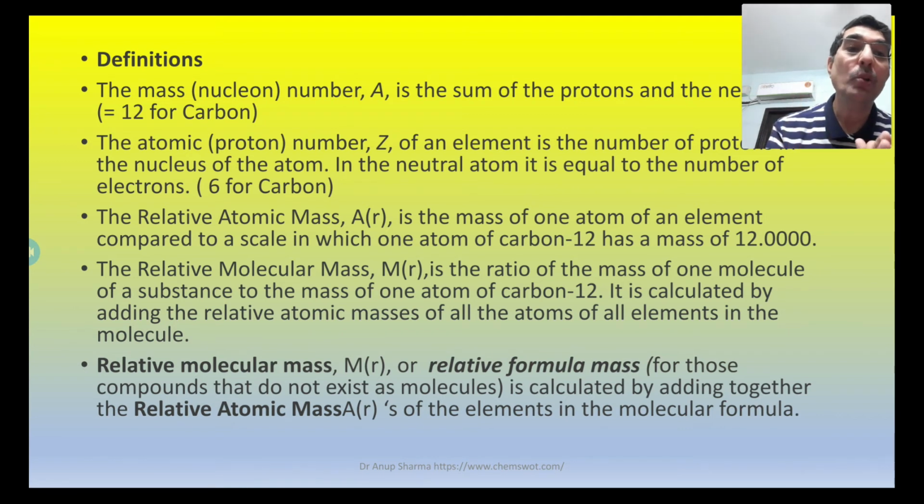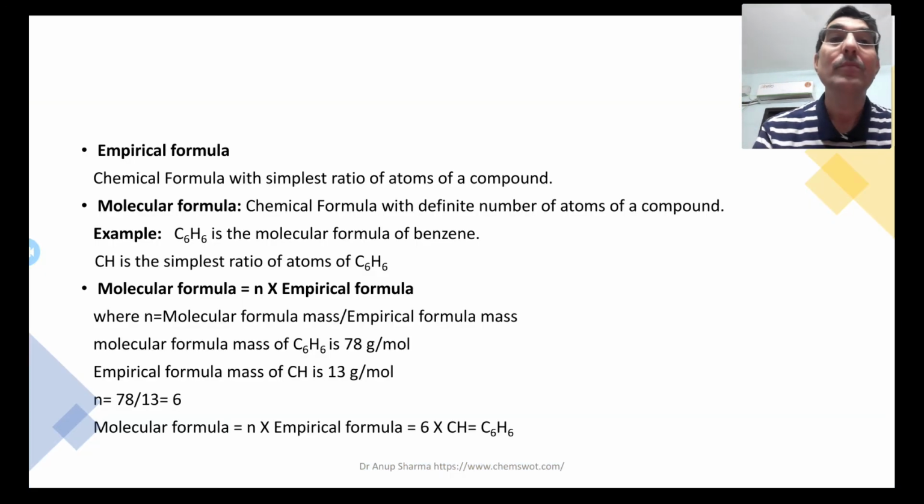The relative molecular mass, or relative formula mass for those compounds that do not exist as molecules, like ions, is calculated by adding together the relative atomic masses of the elements in the molecular formula or ionic formula. So that is how we calculate it.